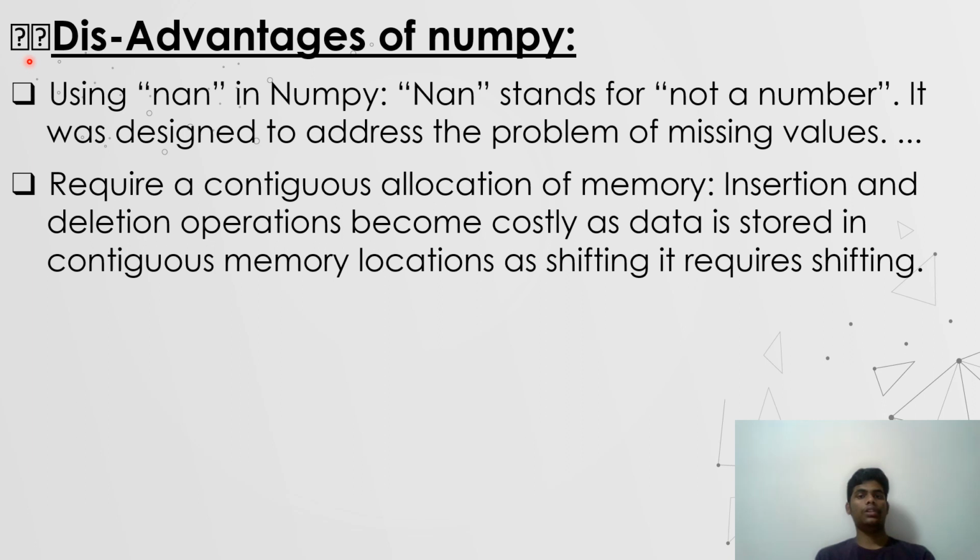Here are some disadvantages of NumPy. Using NaN in NumPy: NaN stands for not a number. It was designed to address the problem of missing values. It requires a contiguous allocation of memory, so insertion and deletion operations become costly, as data is stored in contiguous memory locations and shifting is required.